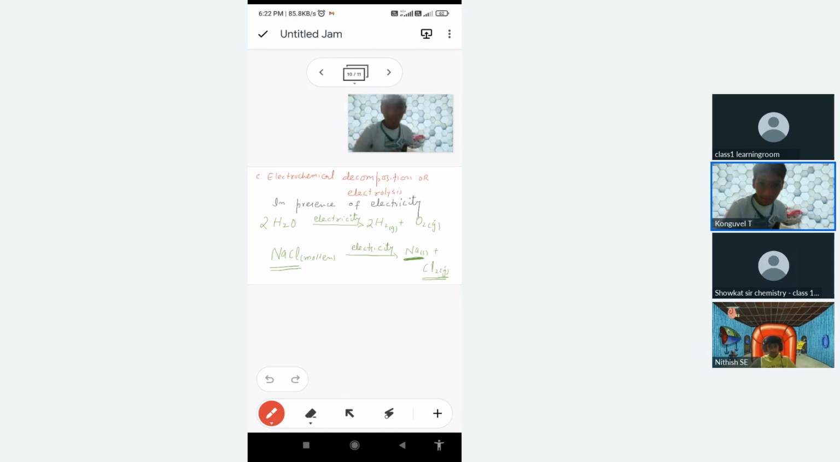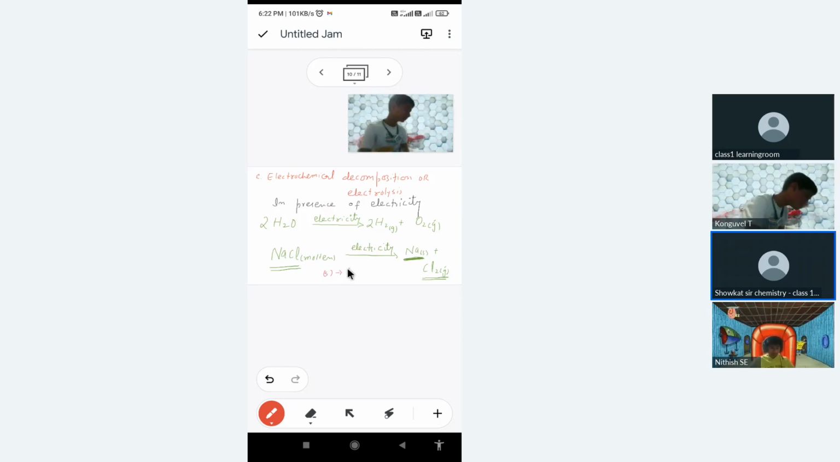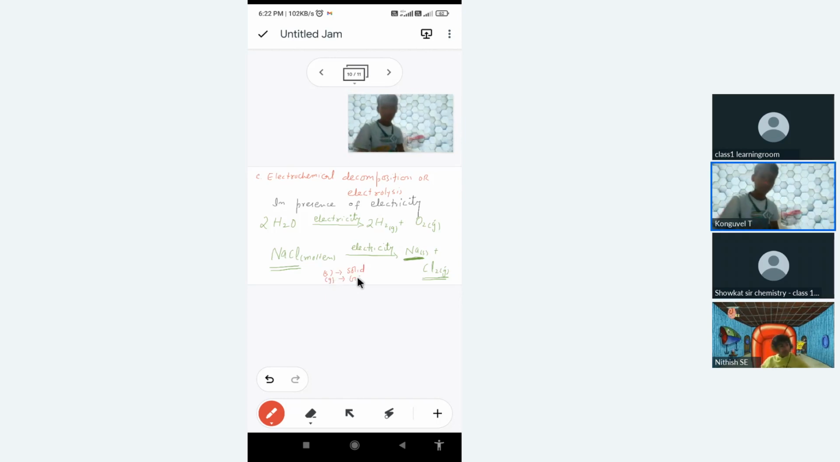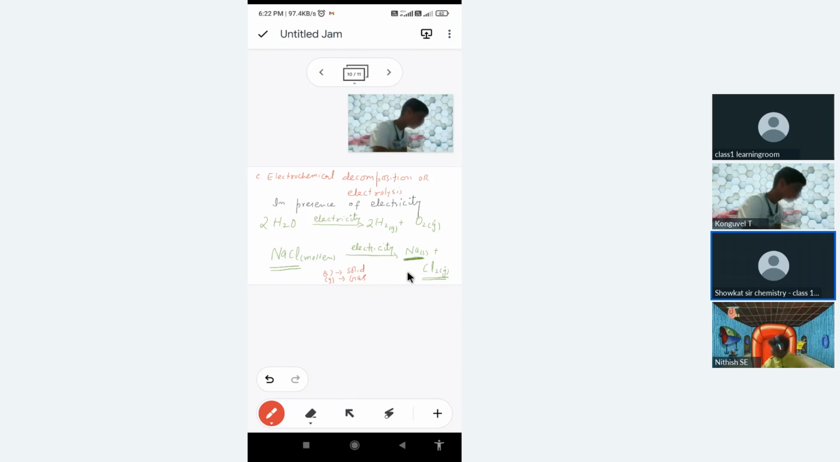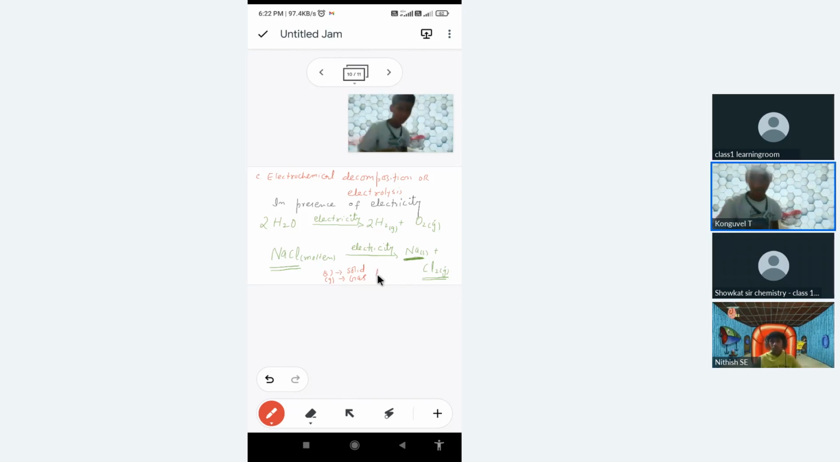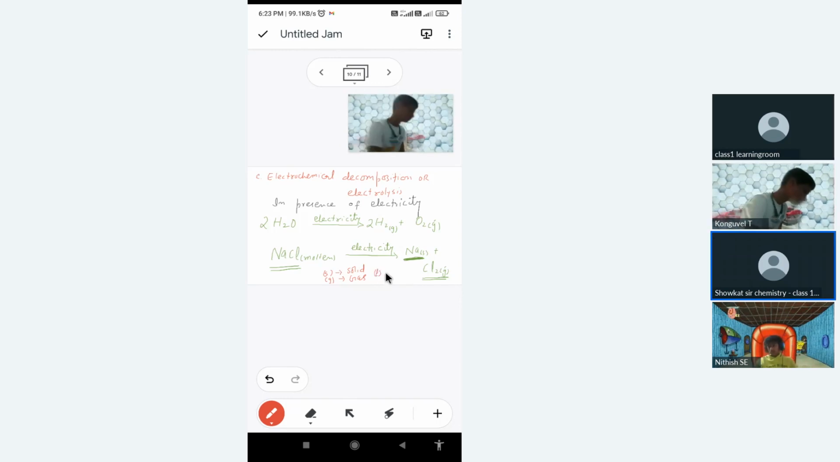Sir, is that a bracket 5 near N? No, it is S. S stands for solid, L stands for liquid and G stands for gas. Okay, sir. Got it now? Yes, sir. A small L in the parenthesis, that stands for liquid if it is written anywhere.